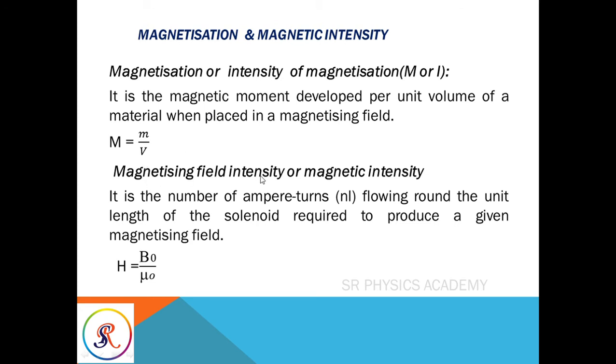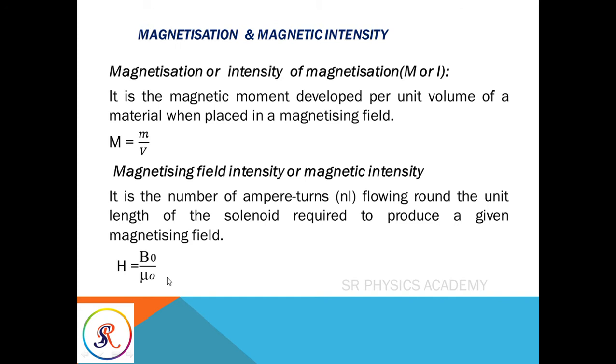Magnetizing field intensity or magnetic intensity is the number of ampere turns flowing round the unit length of the solenoid required to produce a given magnetizing field. Here the ability of the magnetizing field to magnetize a material medium is expressed as H equal to B naught by mu naught.